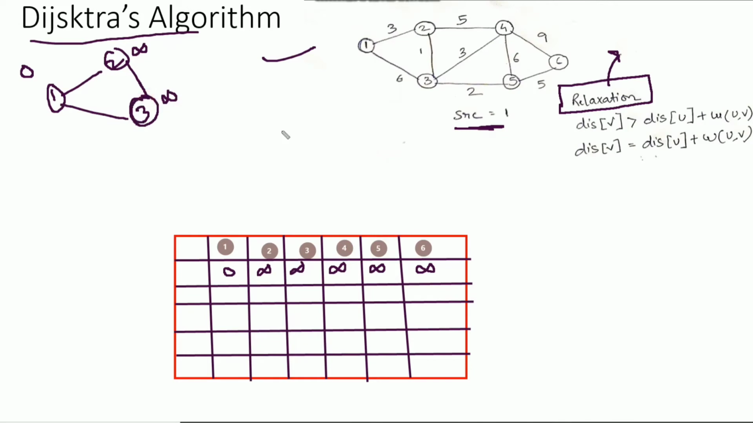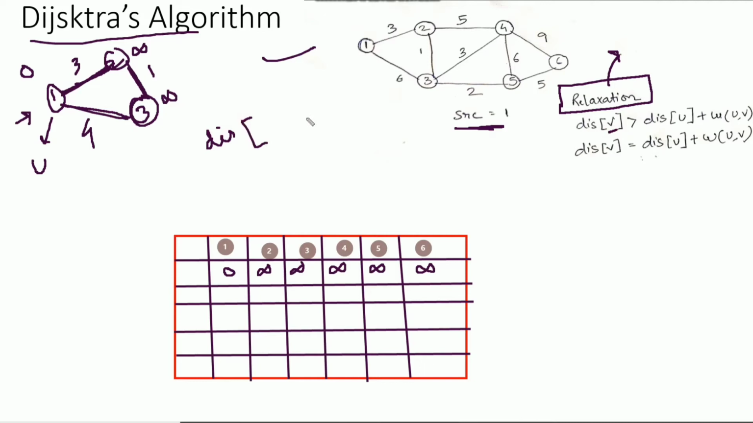Suppose the weight of the edge joining vertex 1 to 2 is 3, and suppose this is 4. Suppose I need to find the shortest distance from the source vertex 1. This vertex 1 is nothing but u, and from 1 to 2 there are two paths. Either we can go directly by using this edge, or we can go by using 1 to 3 and 3 to 2. If we use the relaxation formula, we find the distance of v.